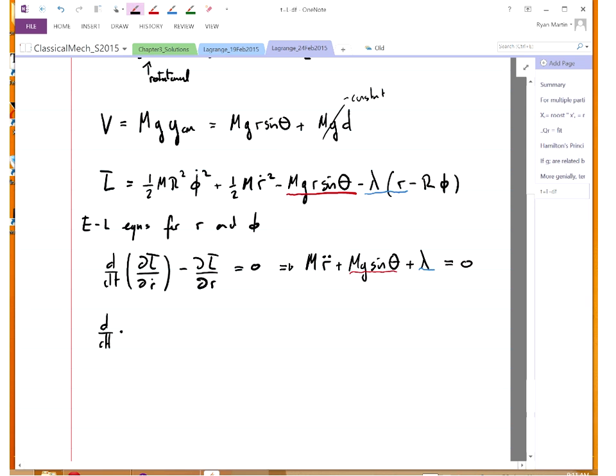Then we do the same thing for phi. We need d by dt of partial L bar by partial phi dot, minus partial L bar by partial phi. That's got to equal 0. Now I go back to my equation and look at the terms. For the terms in phi dot, there's only one, the first term. When I take the partial with respect to phi dot, the square cancels the 2, and everything is a constant with respect to time except phi dot. So when I do the d by dt, I get m capital R squared phi double dot.